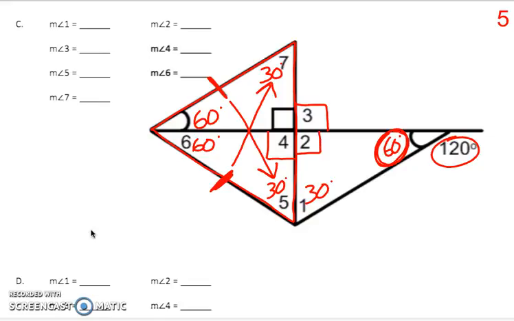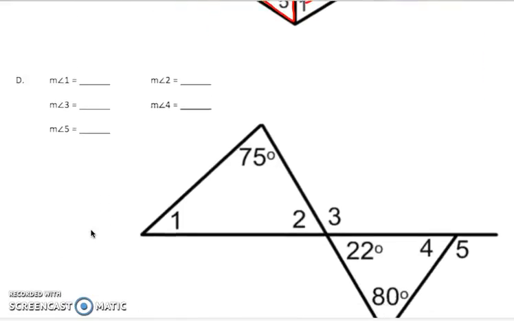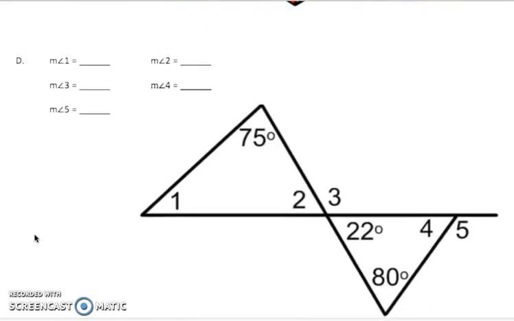Turn to side 5 and we're going to look at letter D. We have to find the measure of angles 1, 2, 3, 4, and 5. Where do we start? Well, I see that in this triangle down here, we have 2 out of the 3 angle measures. We know that there's 180 degrees in a triangle, so we're going to take 180 minus 80 and minus 22, and we're going to end up with 78 degrees.